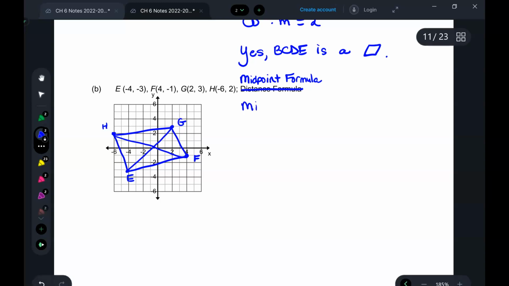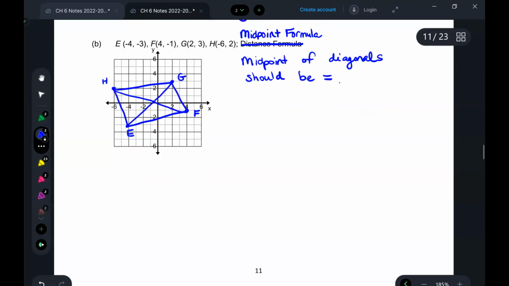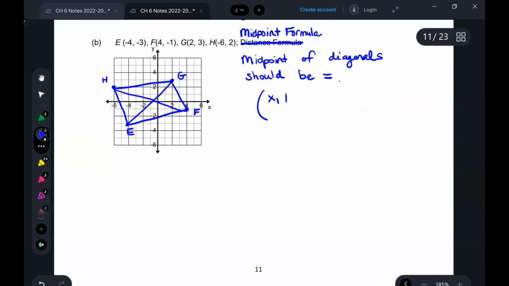So we're going to show the midpoint of diagonals should be the same. Should be equal. Okay. Midpoint formula is x1 plus x2 over 2, y1 plus y2 over 2.